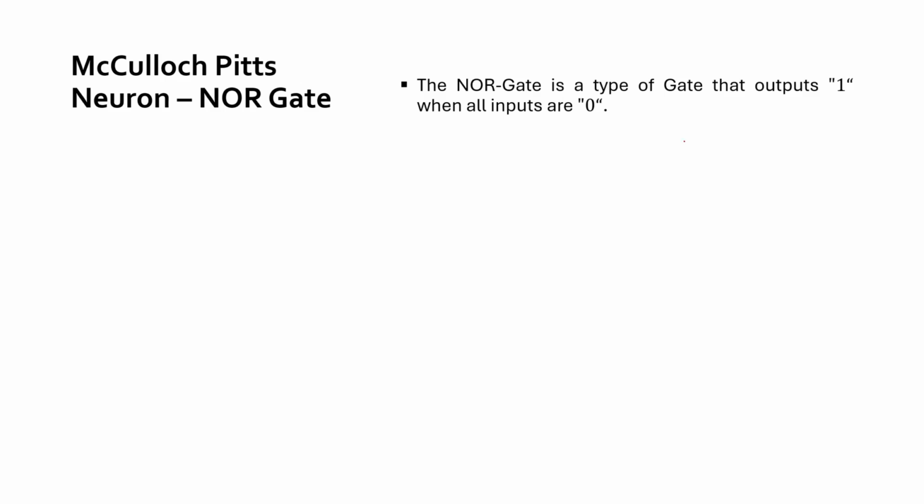Basically, a NOR gate is a binary gate that outputs 1 when all inputs are 0. Otherwise, it returns 0. So its table looks something like this: x1, x2, and y. When x1 is 0, 1, 0, 1 and x2 is 0, 0, 1, 1, then when all inputs are 0, it gives you 1, and otherwise it gives you 0. So in this case, here will be 1, here will be 0, 0, 0. So it is basically the opposite of the OR gate.